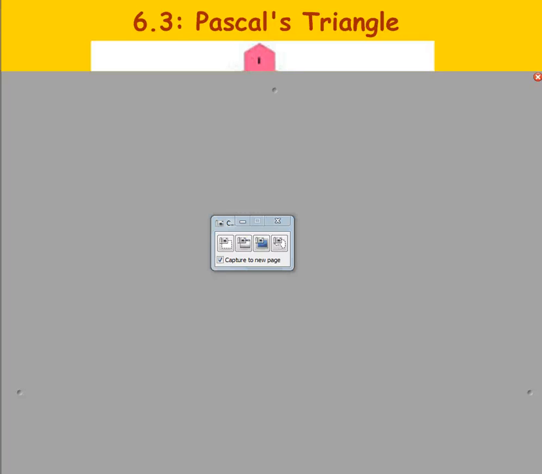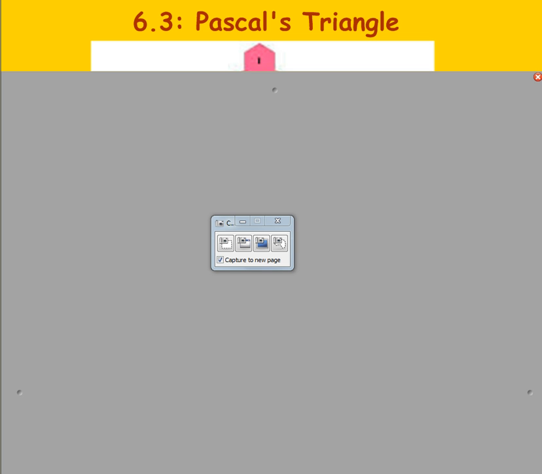Class, to the lesson titled 6.3 Pascal's Triangle. This is a really interesting application of sequences, and in this lesson you're going to discover some really neat patterns related to a special type of array or arrangement of numbers called Pascal's triangle.